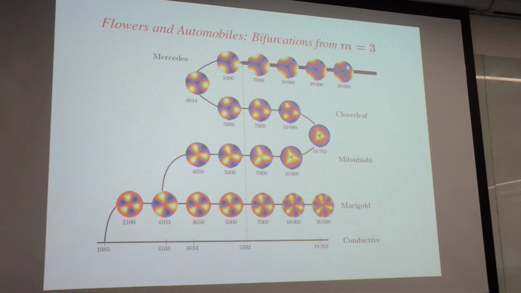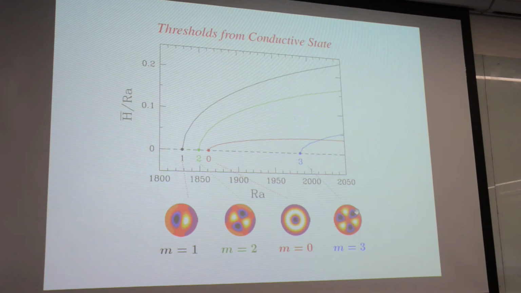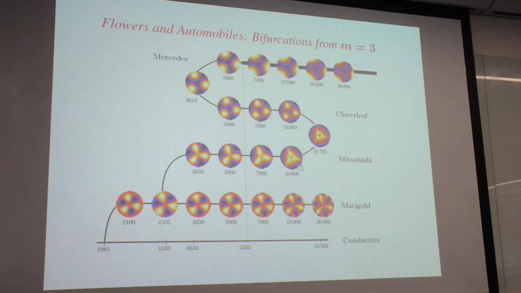This is not an m=3 pattern. There must have been a bifurcation leading to that because it's not even. So what is the bifurcation? We saw it. m=3 looks like this, right? That's the m=3 one. And how do we get to Mercedes? Well, it's a complicated route.